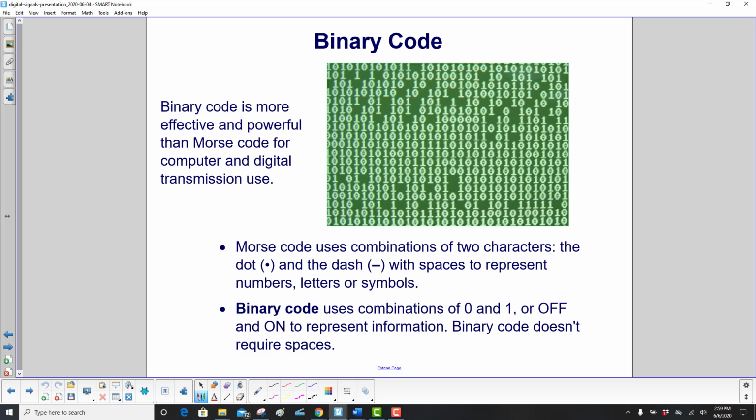Binary code is more effective and powerful than Morse code for computer and digital transmission use. It might look more confusing to people, but it's been designed for computers and digital transmission. Morse code uses combinations of two characters, the dot and the dash, with spaces to represent numbers, letters, or symbols. Binary code uses combinations of 0 and 1, or off and on, to represent information. Binary code does not require spaces.